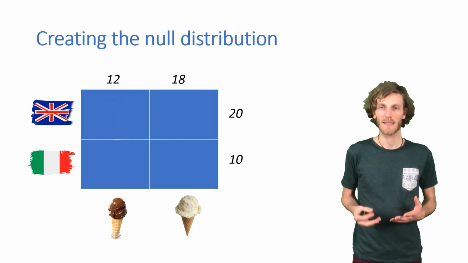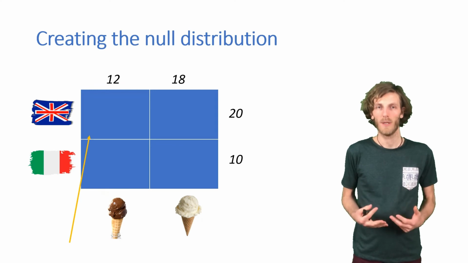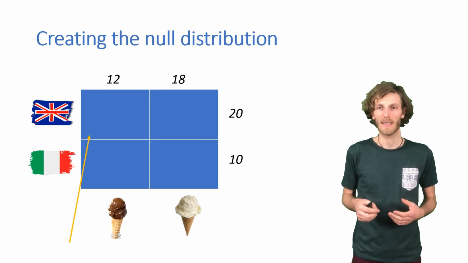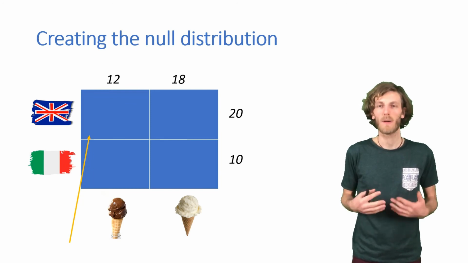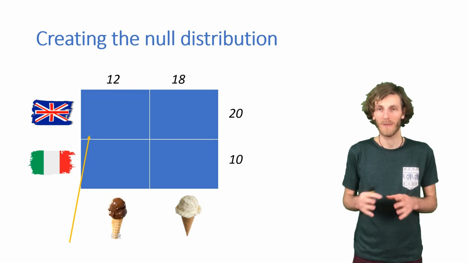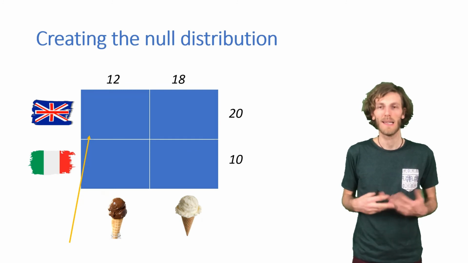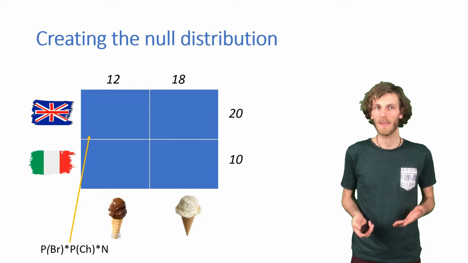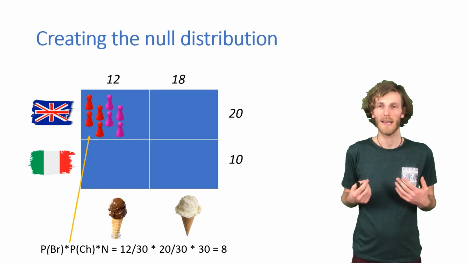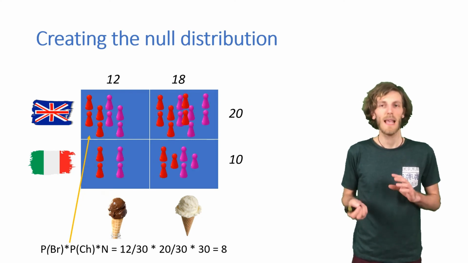How would we create a null distribution? Well, we need to figure out the probability of a person being British and the probability of a person liking chocolate ice cream, and then multiply those two together. And that's then the probability that a person, if there is no relationship between those two, would have of being a British person who likes chocolate ice cream. And then we just multiply it by the number of people we have in our sample. So doing that in this particular case would give us 8 people who like chocolate ice cream and are British. We can do the same thing for the other 3 boxes. And now I have a null distribution.